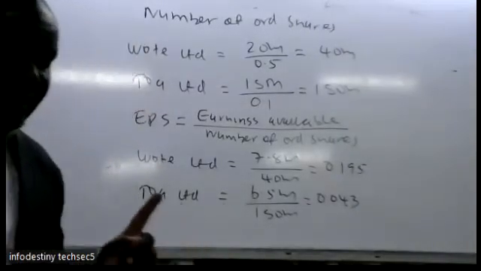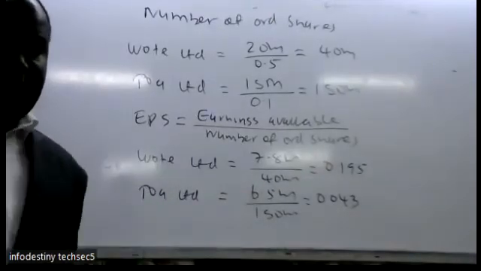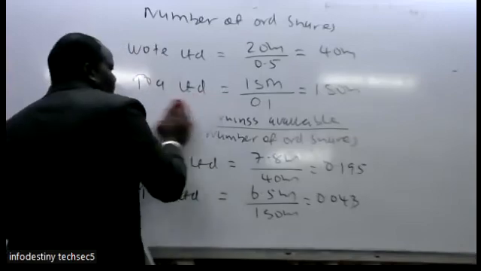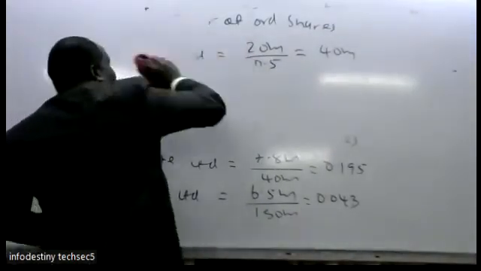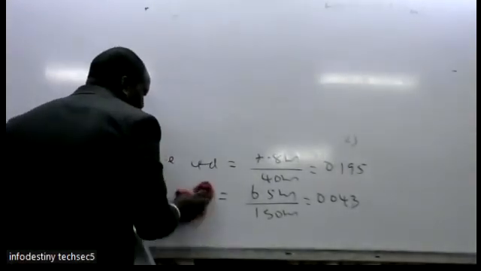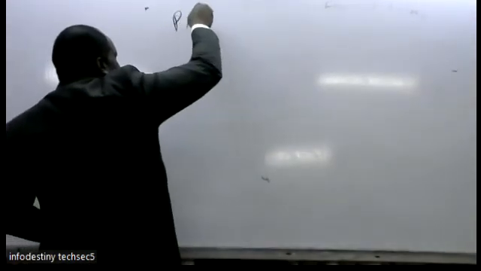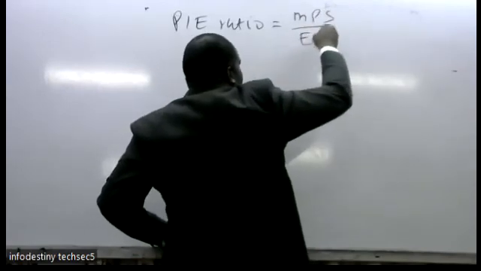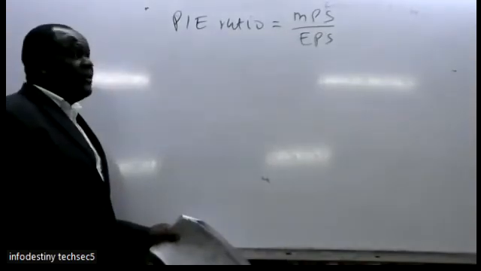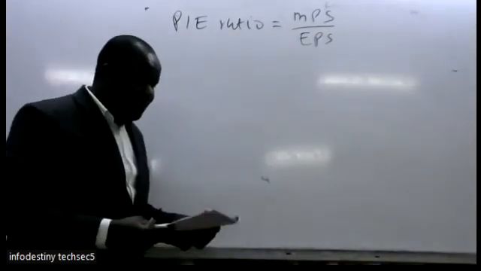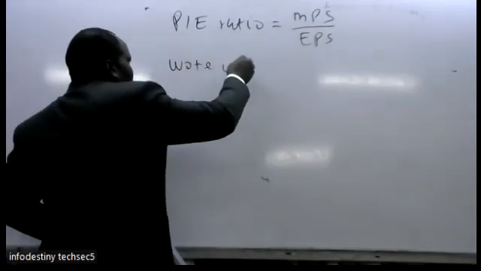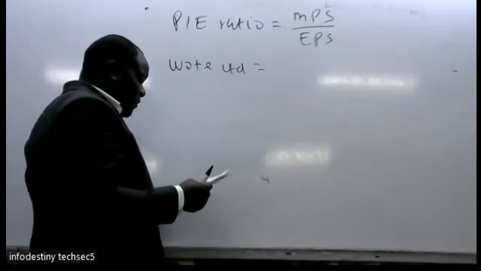So now from there we are answering Roman letter 1, pre-merger price earning. Those were just the workings. To get the pre-merger price earning ratio, it is simply market price per share divided by earning per share. We calculate for both companies. Pre-merger is before the merger. So we start with the Water Limited.